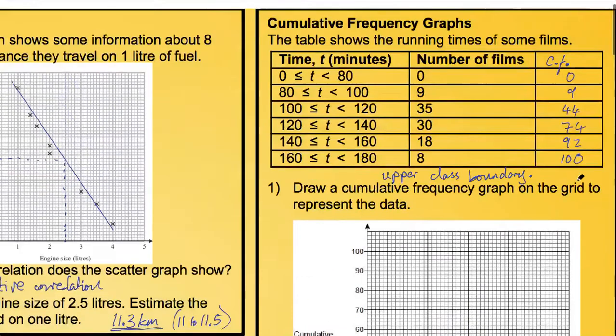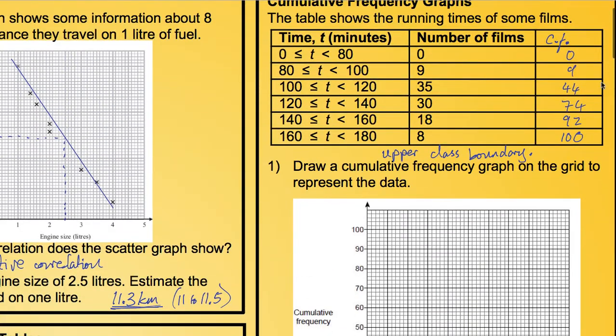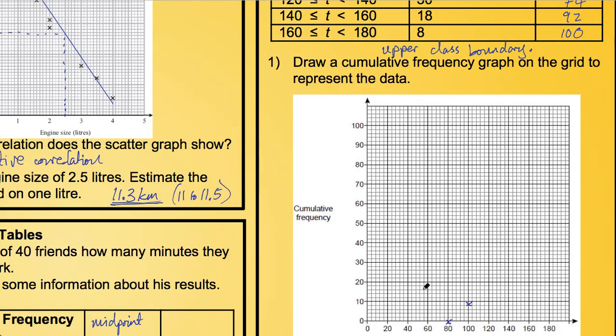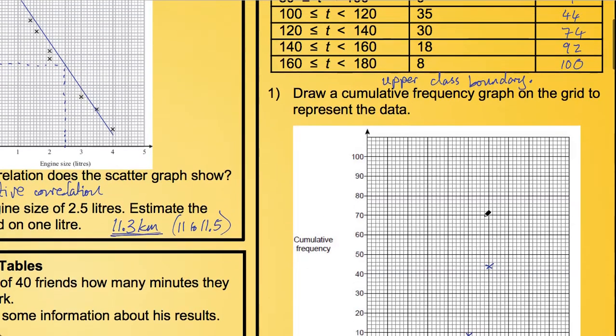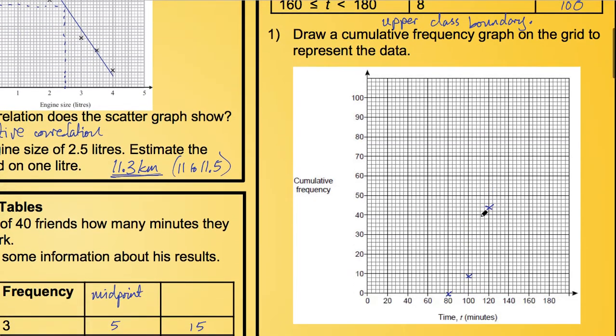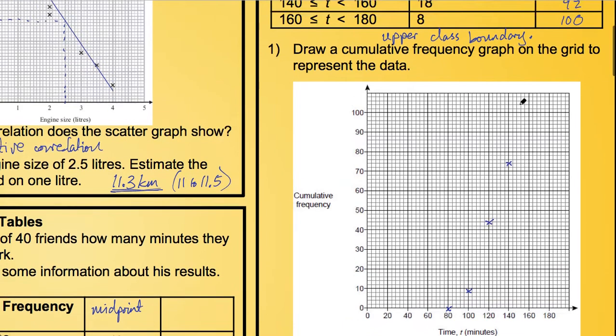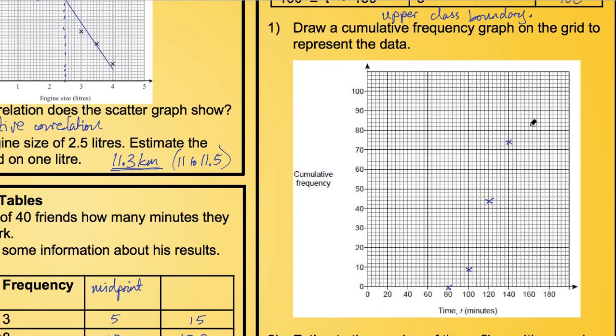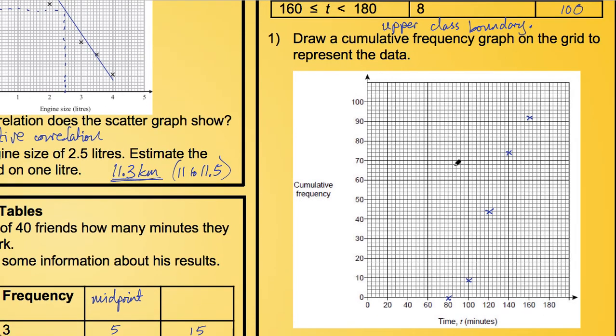Then I've got 120 is 44. So 120, 44. And again, not in the middle of the class, but always at the upper class boundary, 120, 44. 140 is 74. And 160 is 92. 180 is 100.